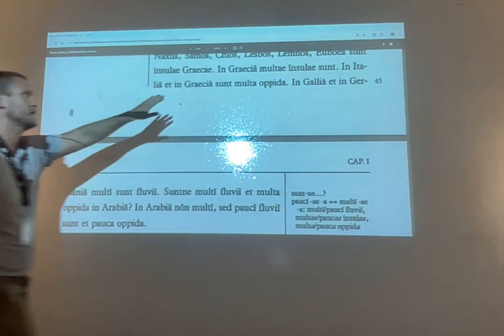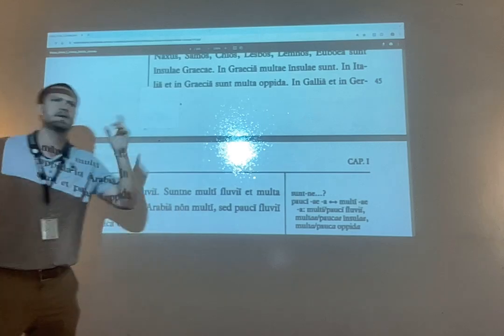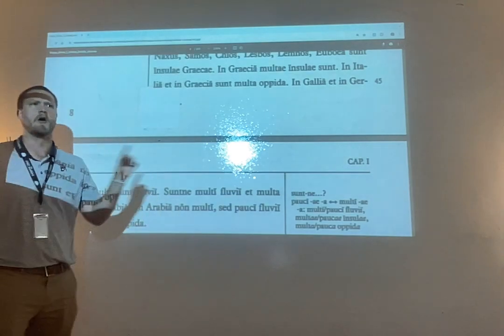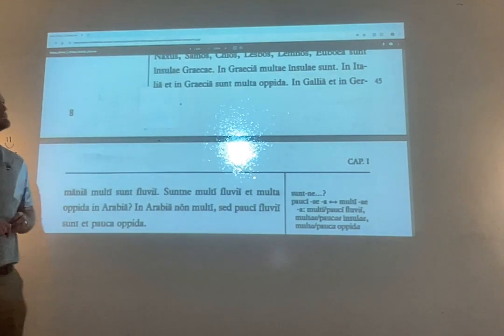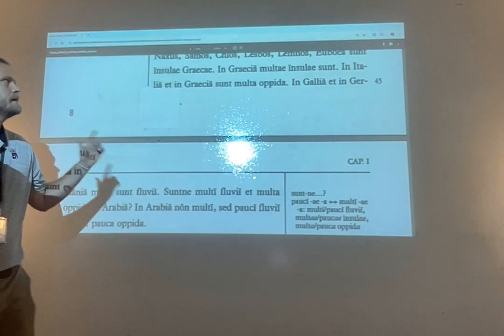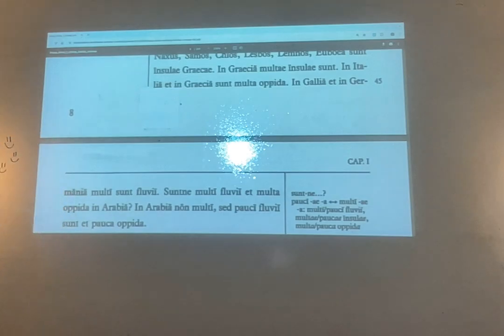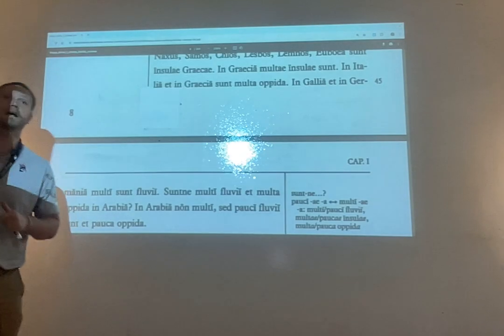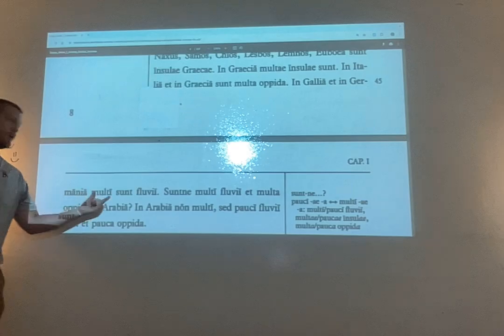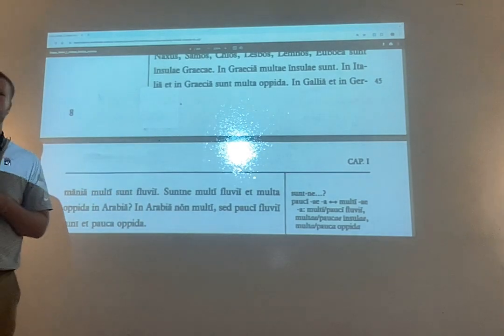So going back up here, what does this sentence say? In Graecia multae insulae sunt. What's that say? In Greece, there are many islands. Very good. In Italia et in Graecia, what's that mean? In Italy and Greece. And in Greece, sunt multa oppida, there are many towns. Very good. In Gallia et in Germania, multi sunt fluvii. Do y'all remember what that word means? Fluvius? Water? Oh, river. River.